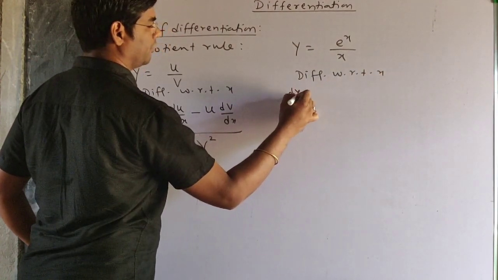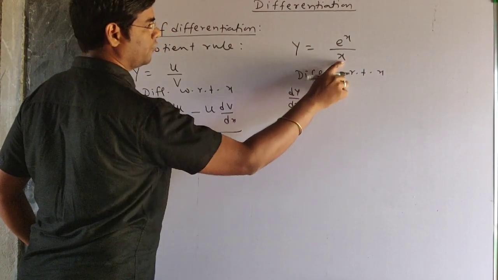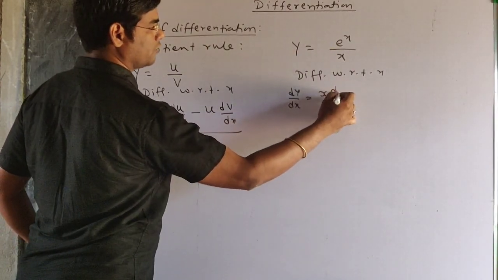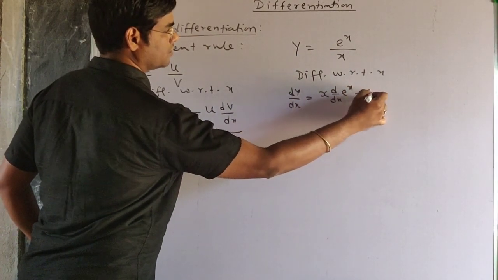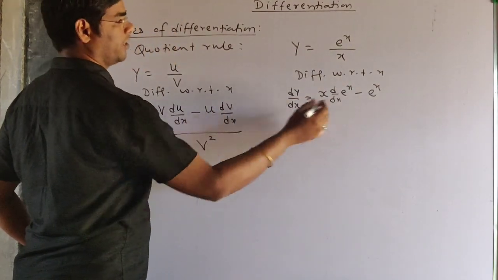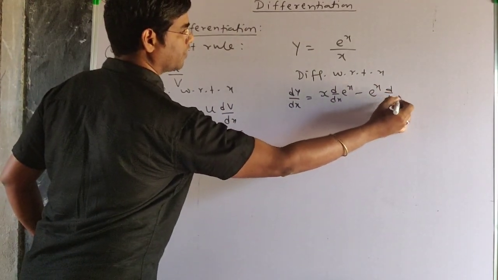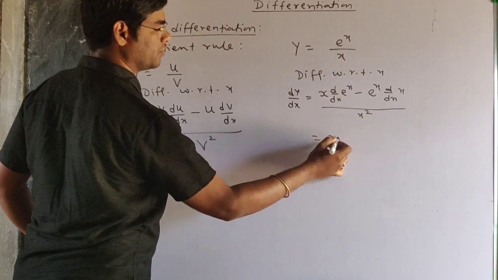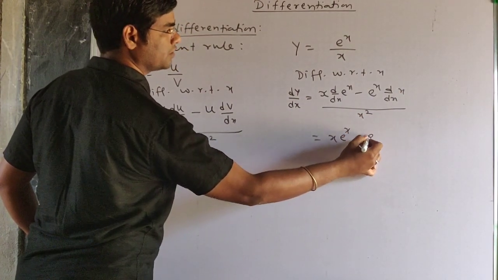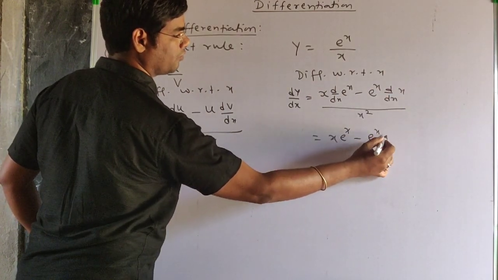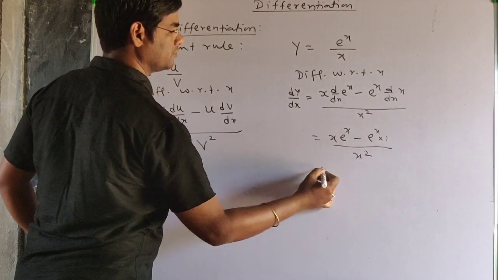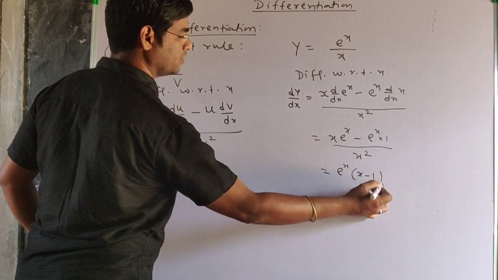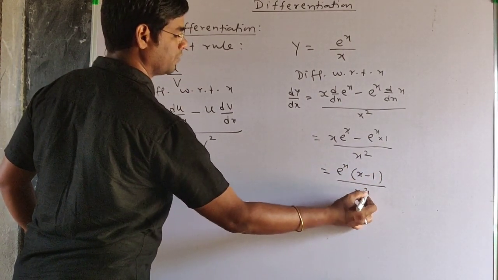Now what is the u upon v rule? Always you have to start from v into derivative of u. So x into e raised to x, derivative of e raised to x is e raised to x, minus u into derivative of v, that is e raised to x into derivative of x, which is 1, upon x square. Now here you can take e raised to x common, so the answer is e raised to x into x minus 1, upon x square.